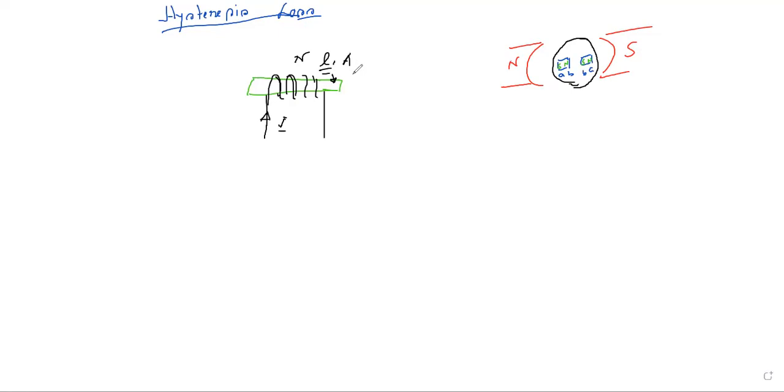So all of you know the relation between flux density and flux: phi is equal to B into A. And as per Faraday's law of electromagnetic induction, we know that E is equal to N d phi by dt. Now, if you put d by dt of B into A, that can be represented as N A dB by dt.